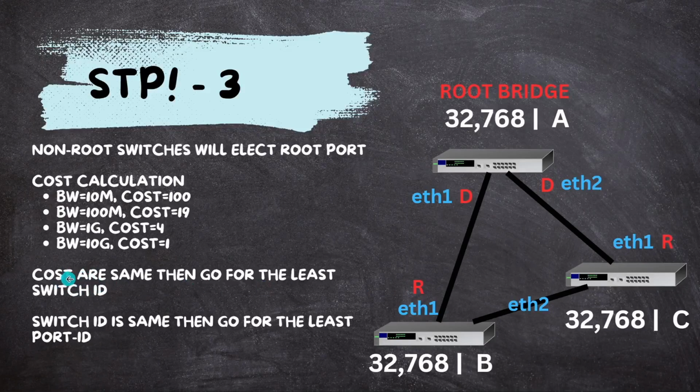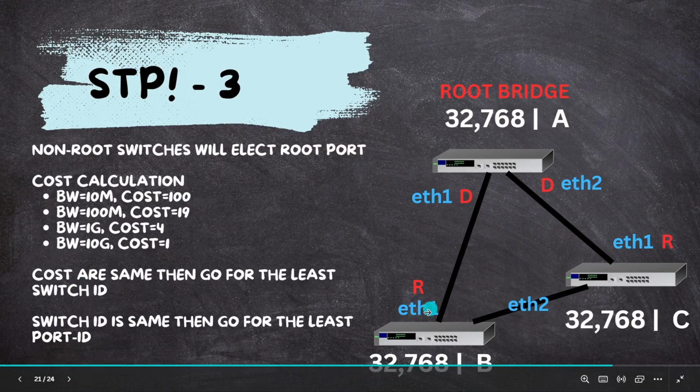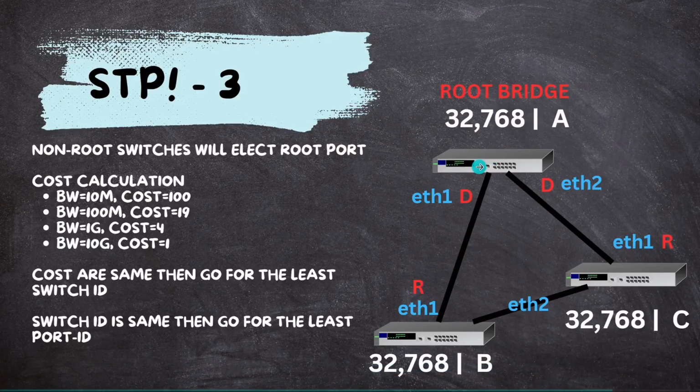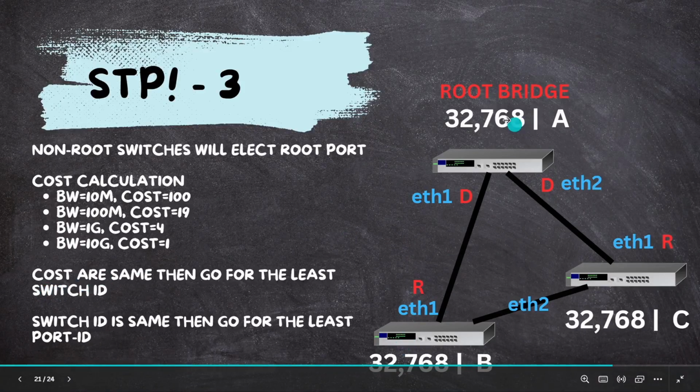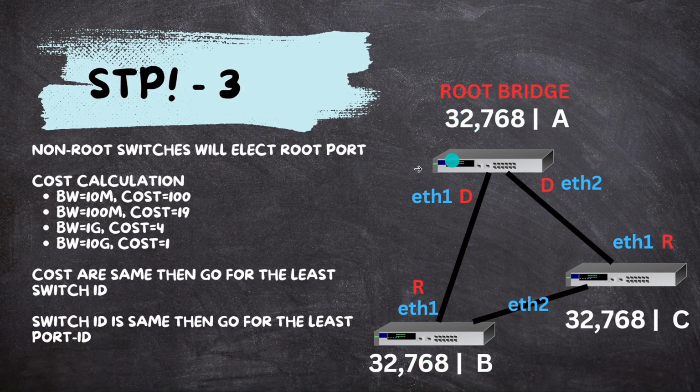So let's say if the costs are the same, then it will go for the switch ID. So let's say the cost of this and this is the same. Let's say this switch will have two paths for reaching this root bridge. Then it will select the path which is connected with the lesser switch ID. And by switch ID I mean the combination of priority number and MAC.